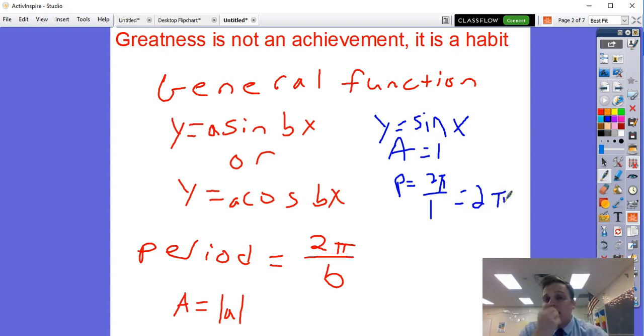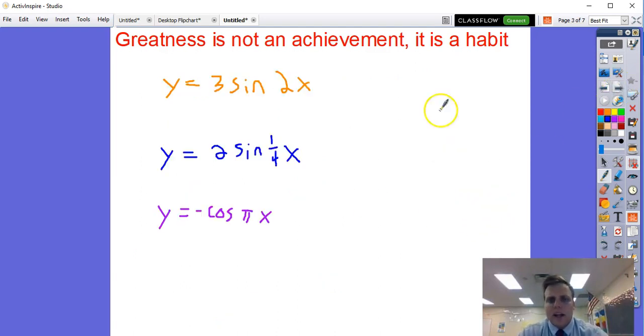Okay? So that means that the understood amplitude for the general sine or cosine function is just 1, and the understood period for just sine or cosine is 2 pi. Alright, so let's practice a few problems here. What is the amplitude on 3 sine 2x? Well, the amplitude is just the absolute value of 3, which is just 3.